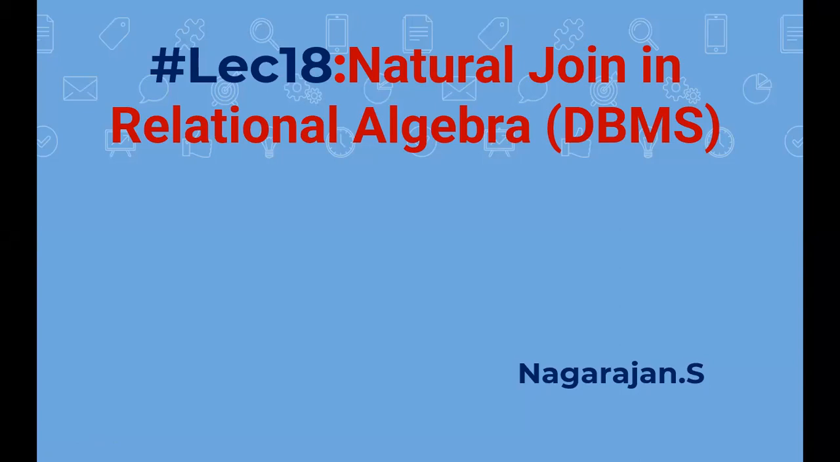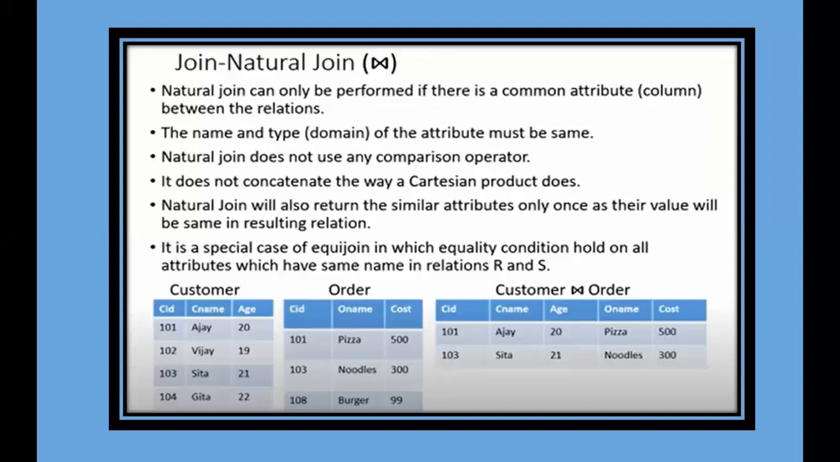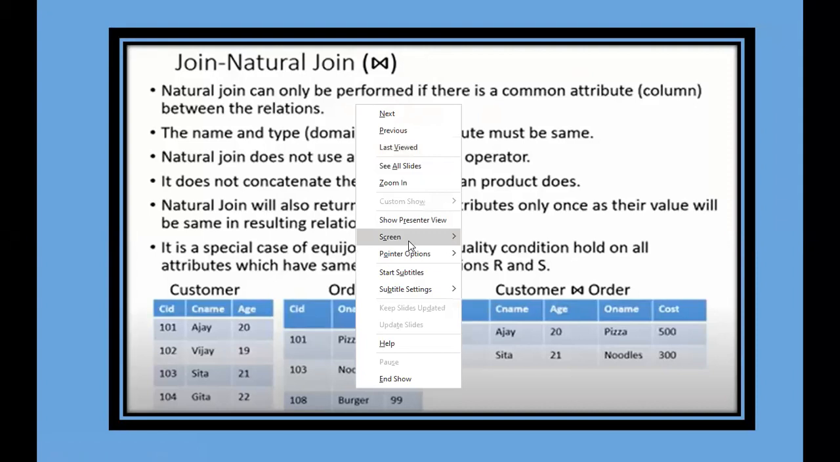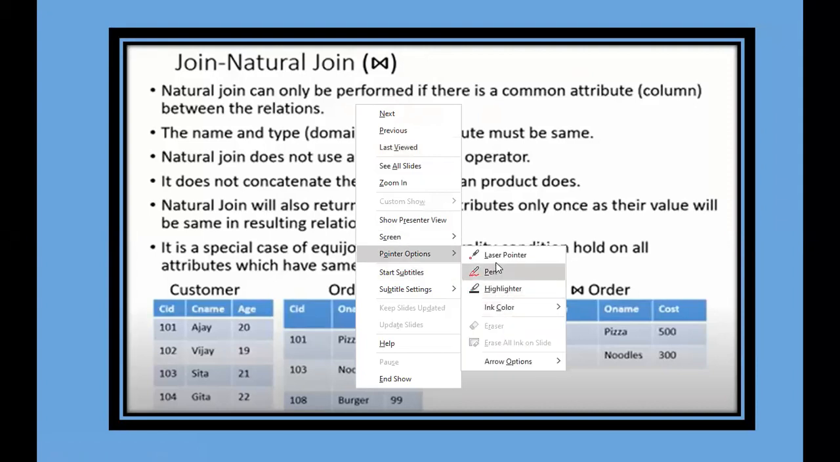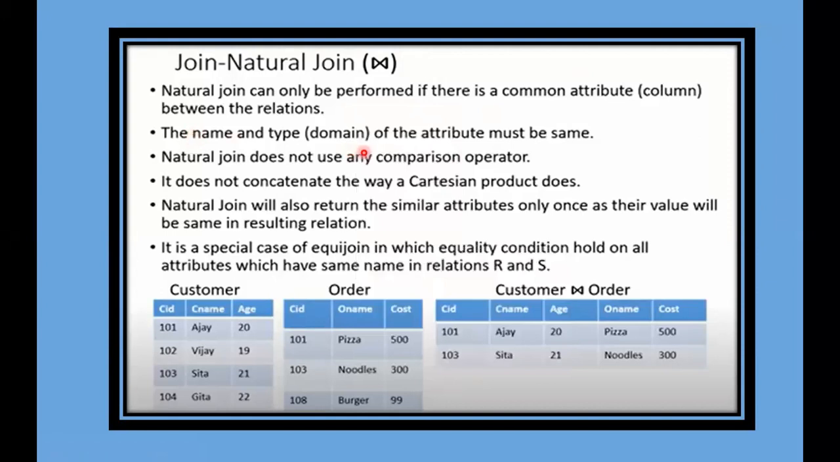Let's go for the session. Natural join can be performed if there is a common attribute, that is a column, between the two relations. Let's assume there are two tables. I'll explain with a simple example. The name and type or domain of the attribute must be the same. Natural join does not use any comparison operator, and it does not concatenate the way a Cartesian product does. Moreover, it always returns the similar attributes only once, as their value will be saved in the resulting relation.